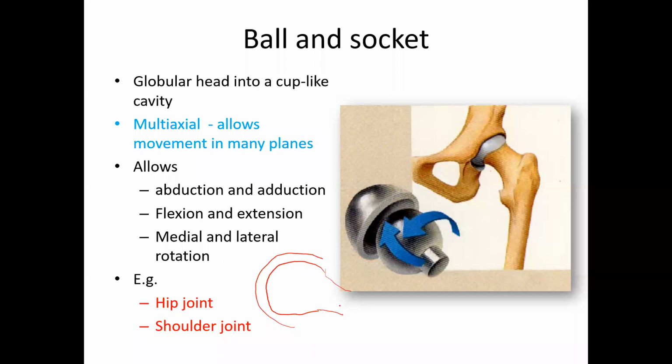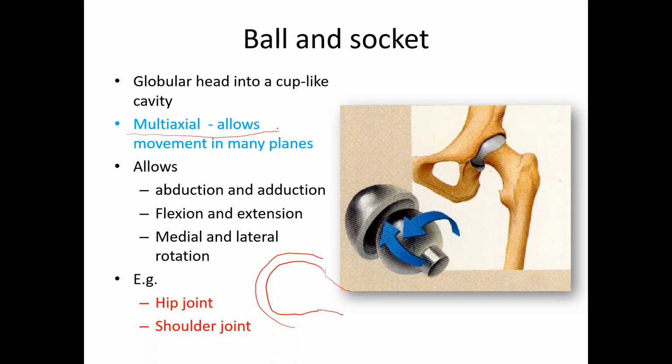right? So ball and socket joints are the ones that give you the maximum amount of movement, right? So it can move in all the planes, right? So that is why we call it multi-axial. Okay, multiple axes, lots of axes, right?